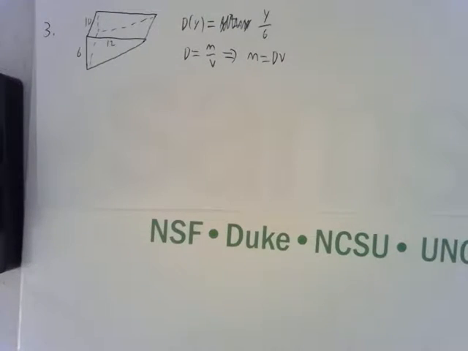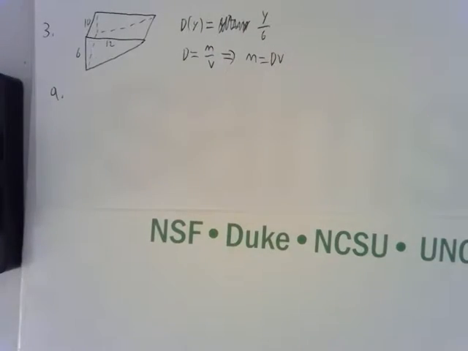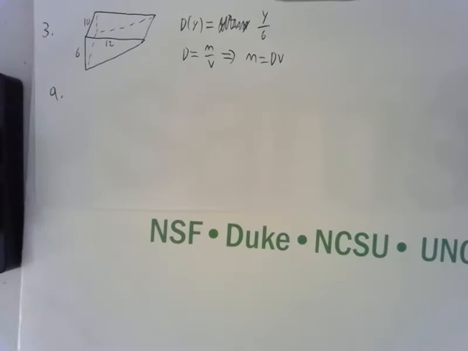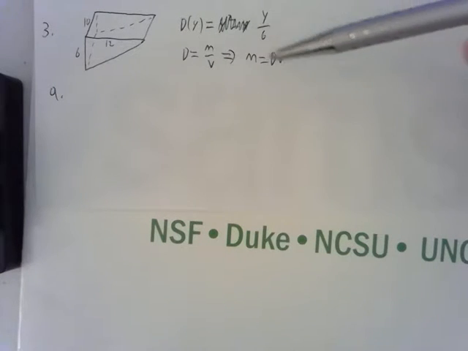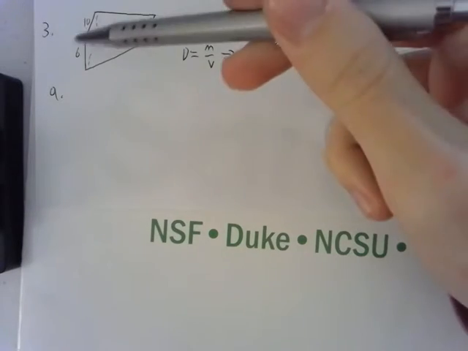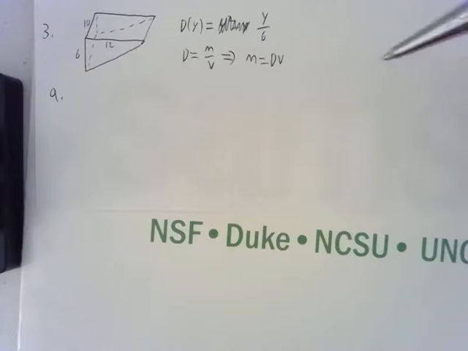Okay, so we're looking at problem 3 from exam 3. In this problem, we're given this triangular block, and we're asked to find the mass of this block given that its density is varying with height, where y is the height from the top of the block, so moving up and down this side.